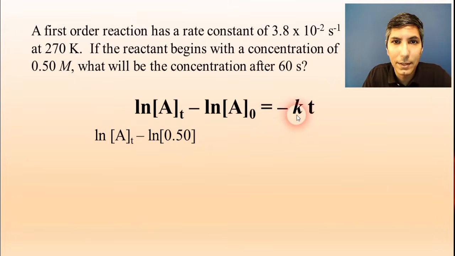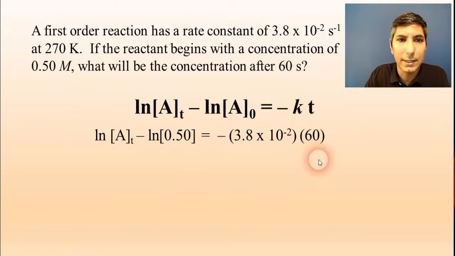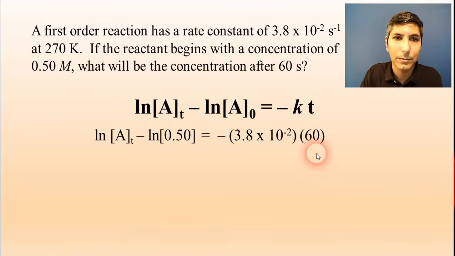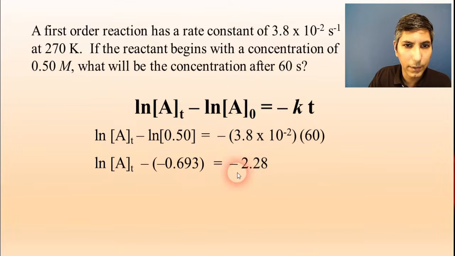Now the rate constant, the K, is given to us, 3.8 times 10 to the negative 2. And the T is for time. It says after 60 seconds, so we're going to plug the 60 in there. So now all we have to do is use algebra to solve for A sub t. On the right side, using my calculator, I get negative 2.28. The natural log of 0.5 is negative 0.693.